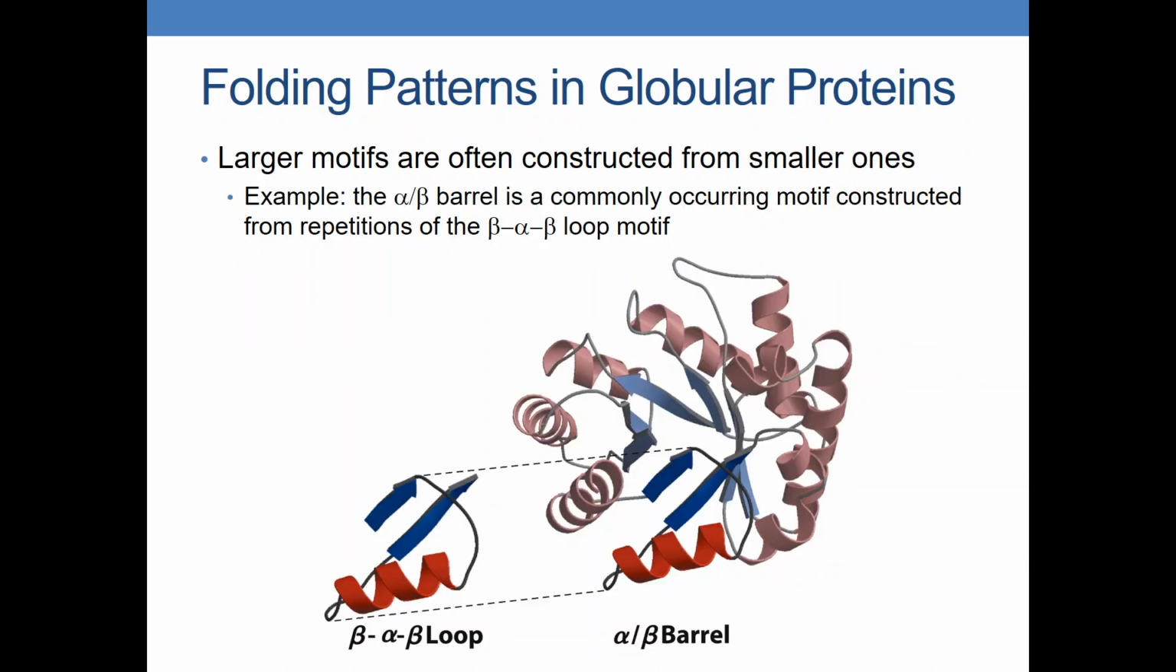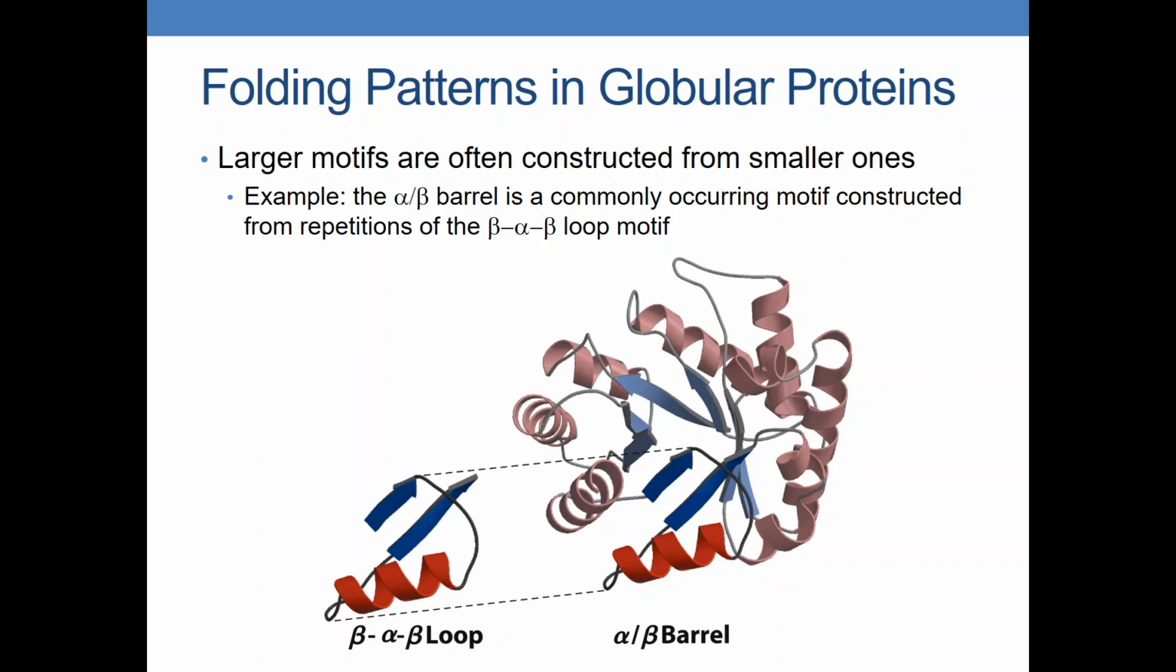And in fact, to build even further, sometimes the larger motifs will be built from smaller ones. So here you have the example of the alpha-beta barrel. Here you've got both alpha and beta secondary structures, and they come together to form, if you look at it from its side, something of a barrel, hence the alpha-beta barrel name.